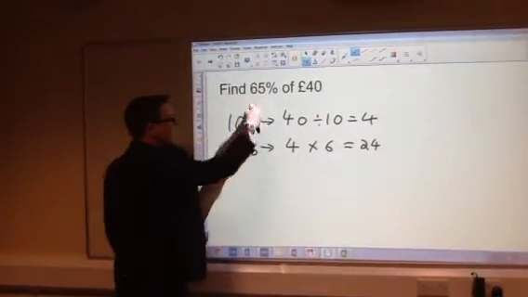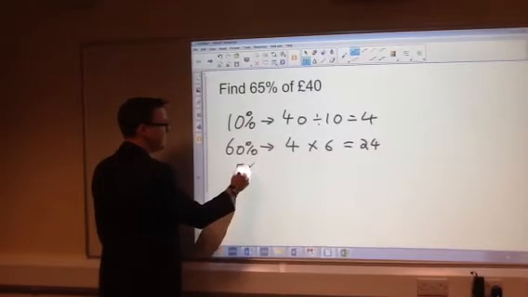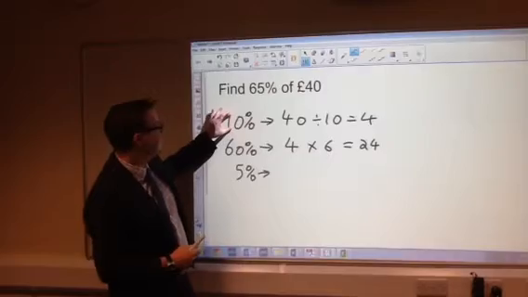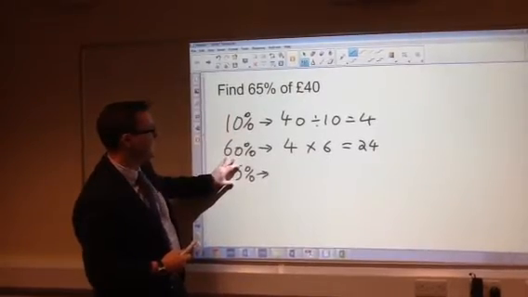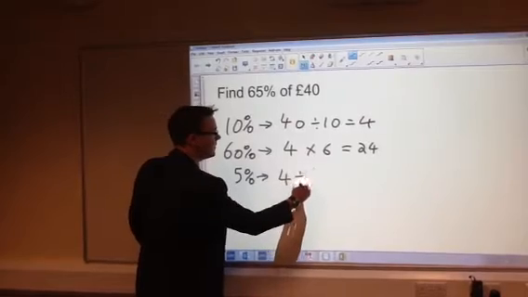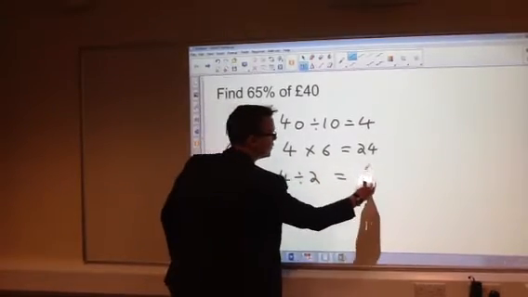However, I still need the 5%. If I just needed 60%, I'd be happy, but I need the 5%. So I need to halve 10%, because half of 10 is 5. So my 10% number is 4. I do 4 halved, which is 2.